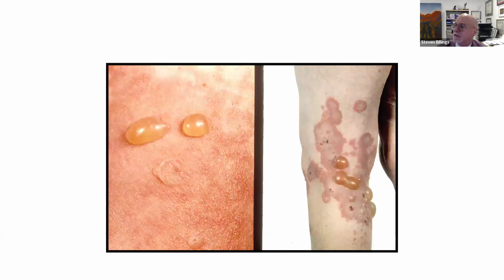This is a classic clinical presentation of bullous pemphigoid. You see these tense blisters on an erythematous background, and notice the erythematous background here can somewhat look like urticaria. We call that an urticarial lesion, or the pre-bullous or urticarial phase of bullous pemphigoid, before it develops into these tense blisters.